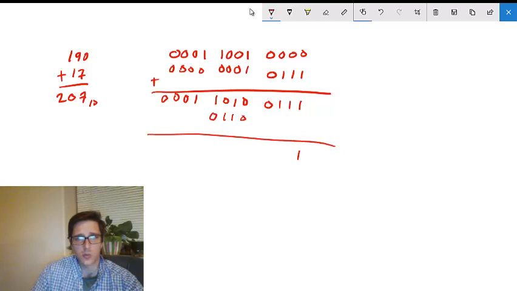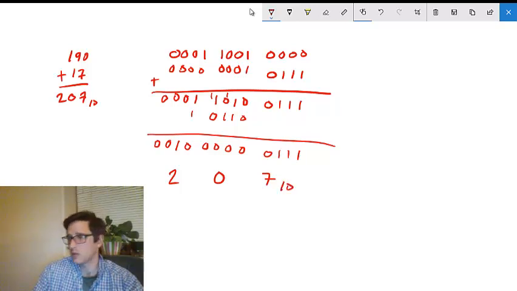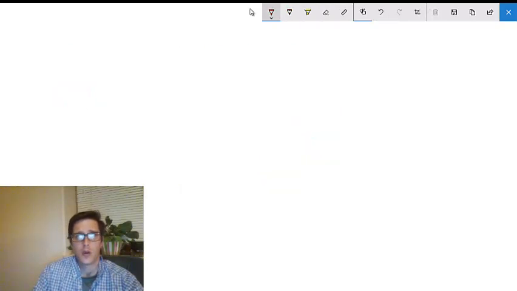Okay, so when we add this, we get 1, 1, 1, 0. We get 0, 0, carry the 1, 0, carry the 1, 0, we carry it up to hit this one, we get 0, carry the 1. Okay, so now when we read this, this is 2 in the hundreds digit, this is 0 in the tens digit, and this is 7 in the ones digit. Okay, so that is actually the correct solution.